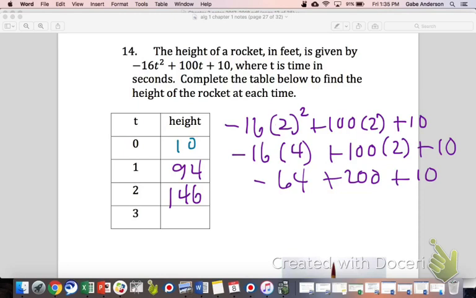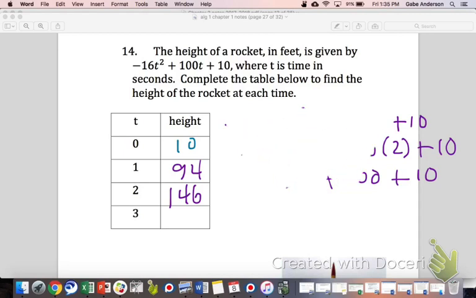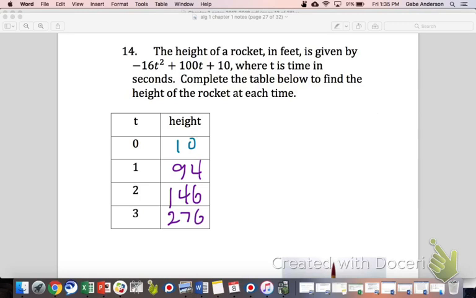Okay. Morgan, did you happen to plug the 3 in? Yes. And would you mind sharing your answer with us? 276. Did I hear you correctly? Yes. Okay. So 276 is what Morgan says. Do you guys agree with that? No. Oh, all right. Let's check it. Morgan's usually right. Maybe she's wrong this time. We never know.